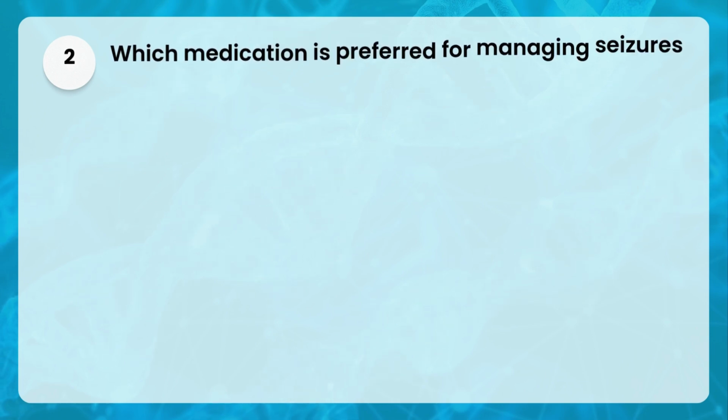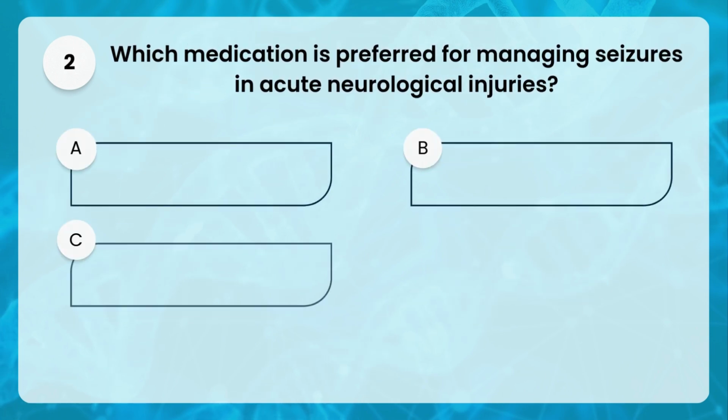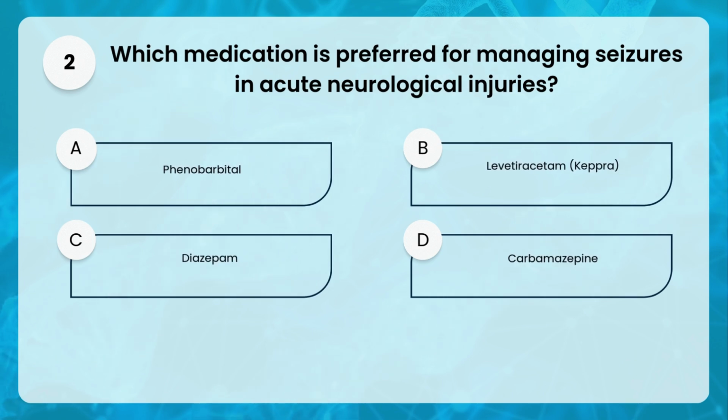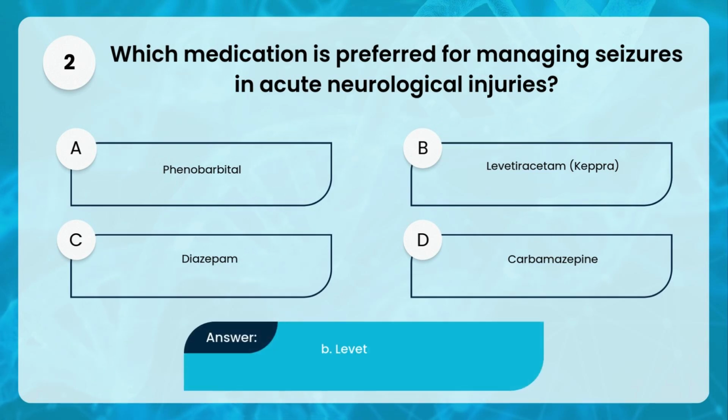Number 2. Which medication is preferred for managing seizures in acute neurological injuries? A. Phenobarbital. B. Levetiracetam, Keppra. C. Diazepam. Or D. Carbamazepine. The answer is B. Levetiracetam, Keppra.